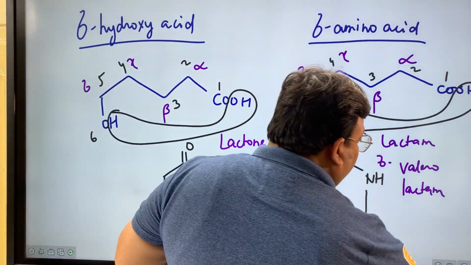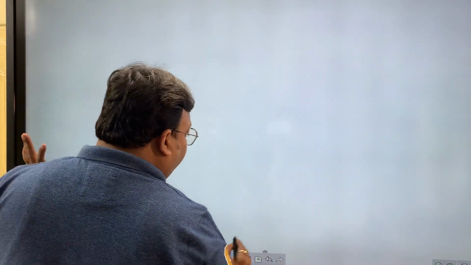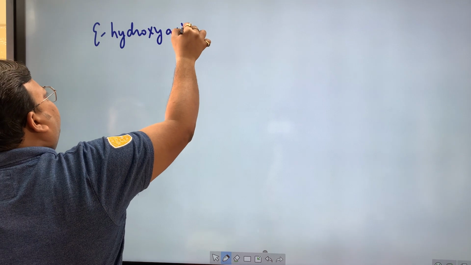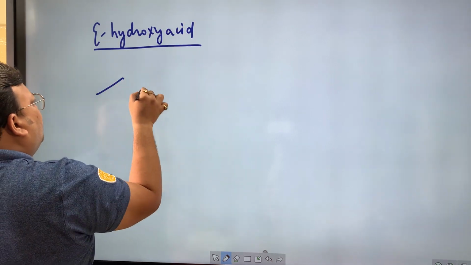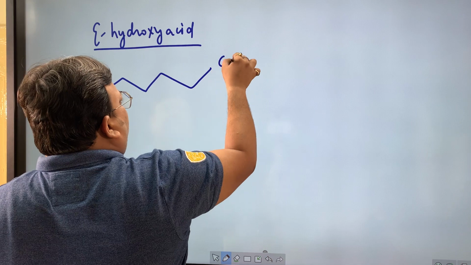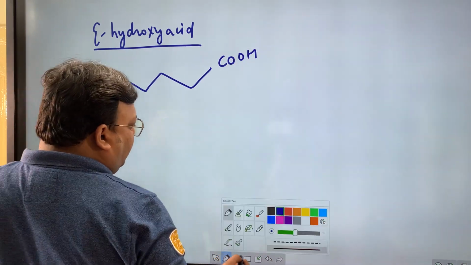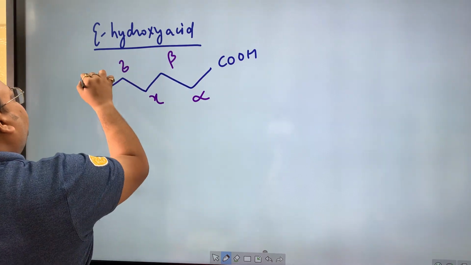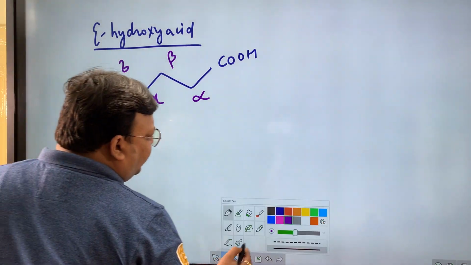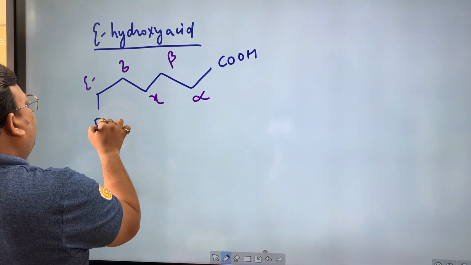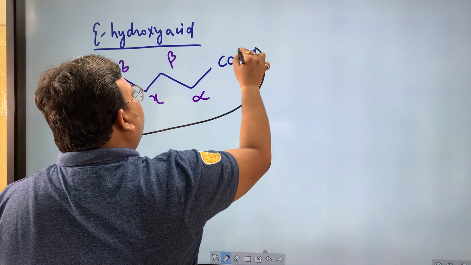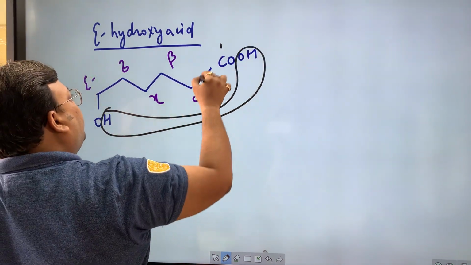which is epsilon, and that will be the last case we'll be discussing. So if they are further apart, if it's epsilon hydroxy acid, where 1, 2, 3, 4, 5, you have alpha, beta, gamma, delta, epsilon, and OH here. Now this time a similar dehydration will give you a 7-membered ring. It will give you a 7-membered ring.